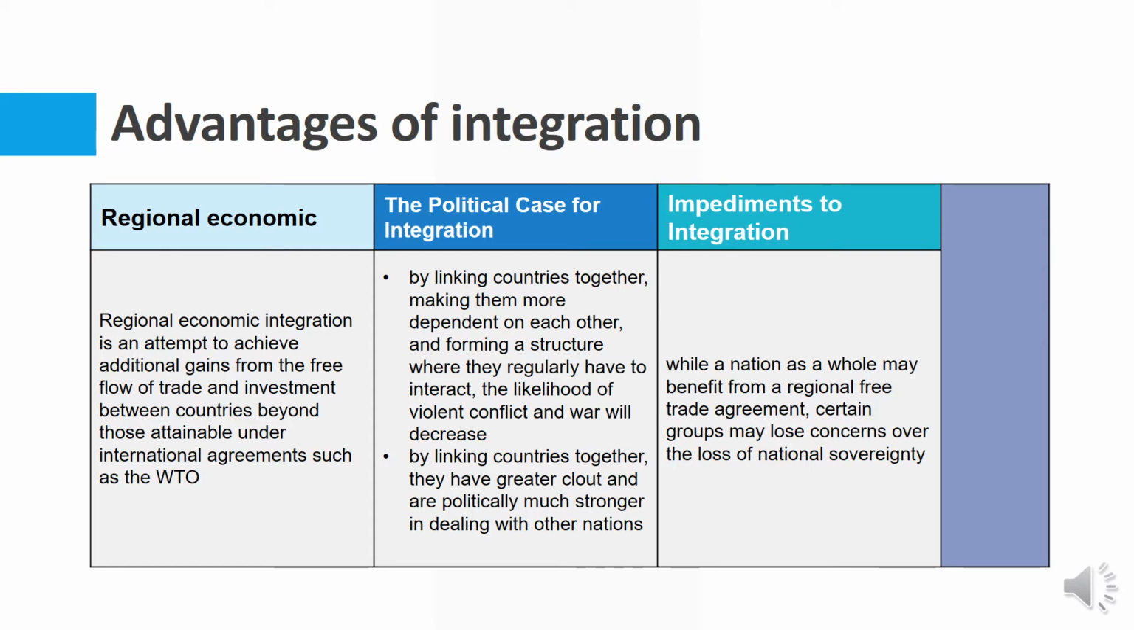For the political case for integration: by linking countries together, making them more dependent on each other, and forming a structure where they regularly have to interact, the likelihood of violent conflict and war will decrease. By linking countries together, they have greater clout and are politically much stronger in dealing with other nations. The impediment to integration: while a nation as a whole may benefit from regional free trade agreements, certain groups may lose, and there is concern over the loss of national sovereignty.